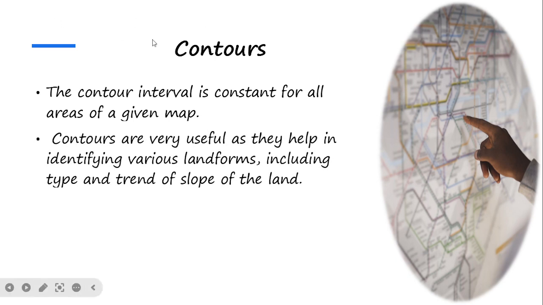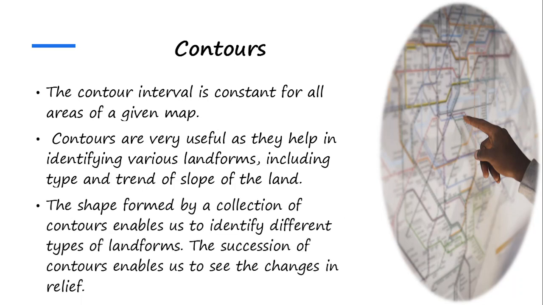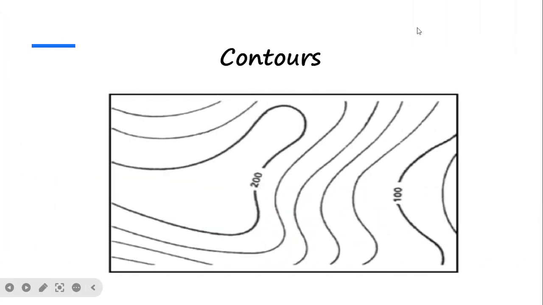Contours are very useful as they help in identifying various landforms, including the type and trend of the slope of the land. That's the reason why they are very useful. The shape formed by the collection of the contours enables us to identify different types of landforms. The succession of the contours enables us to see the changes in the relief. And here is a simple illustration of contours, how they might look on your topographical map. So that's contours.